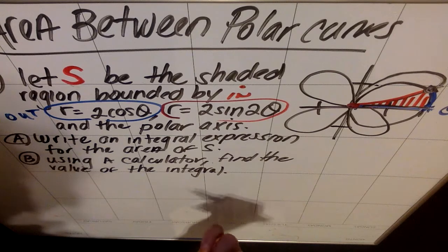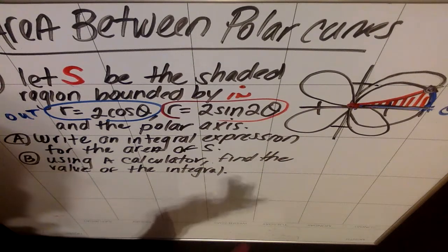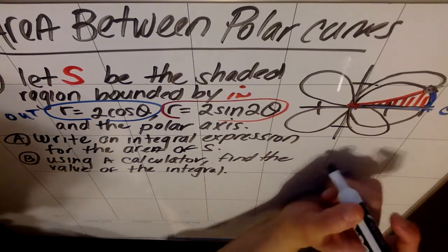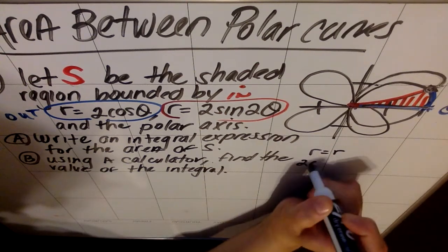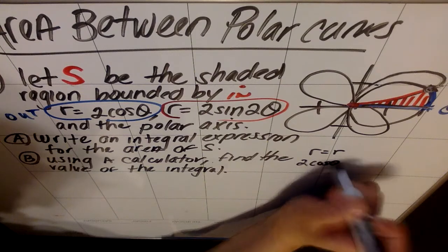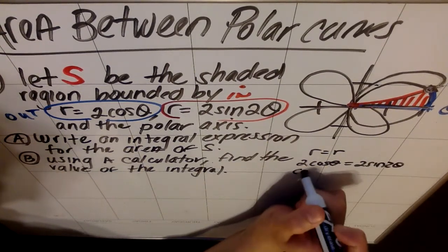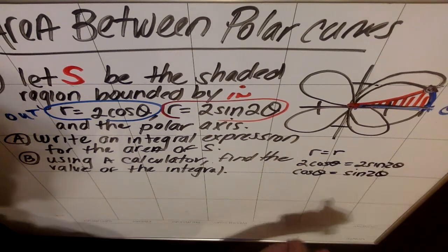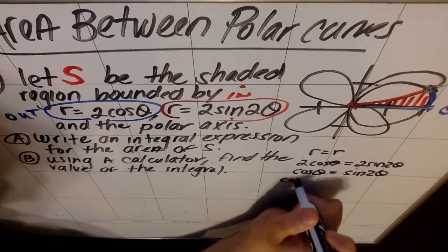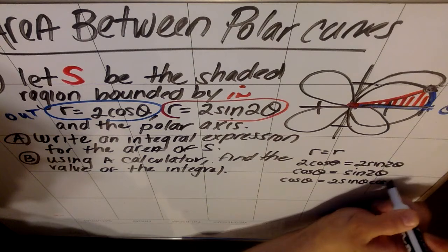So I need to figure out where 2 cosine theta equals 2 sine 2 theta. Assuming I don't have a calculator, that's going to require a little bit of knowledge about the unit circle. So the question is, when is this r equal to the other r? When is 2 cosine of theta equal to 2 sine of 2 theta? Well, that's when cosine of theta equals sine of 2 theta. And I know a trig identity for sine of 2 theta: that's when cosine theta equals 2 sine theta cosine theta.